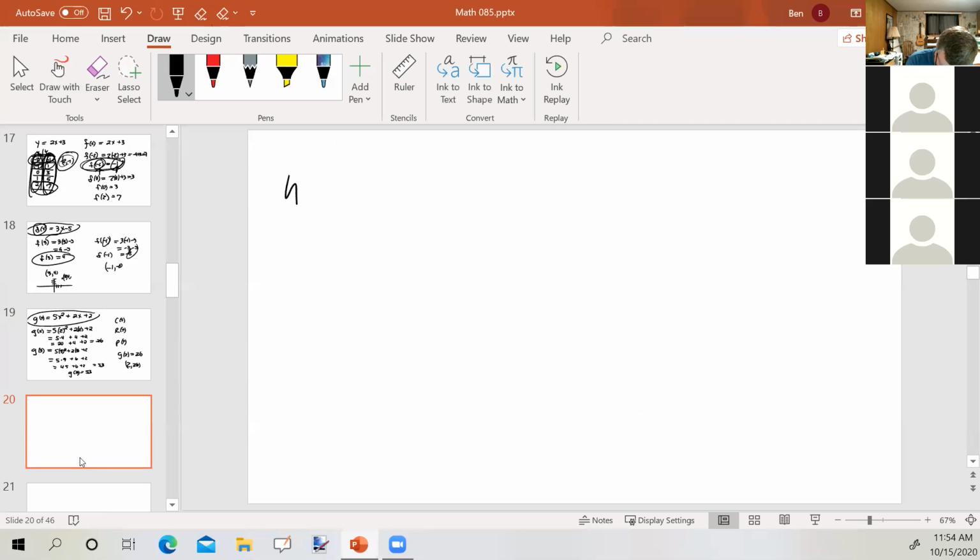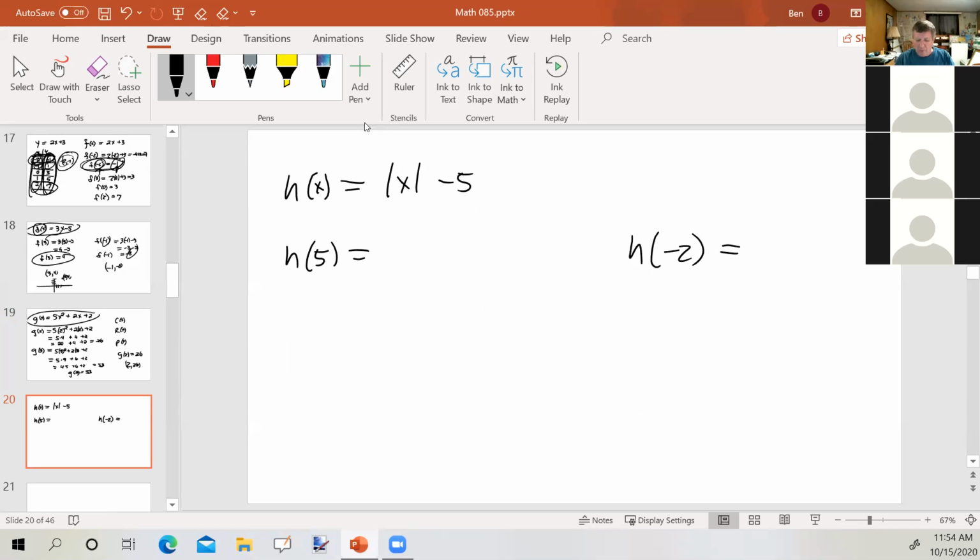Let's see. How about this? H of x equals the absolute value of x minus 5. And we're supposed to find H of 5 and H of -2. So how would you go about finding H of 5? Plug in 5 for the x. Bingo. What's the absolute value of 5? Do you remember how that works?